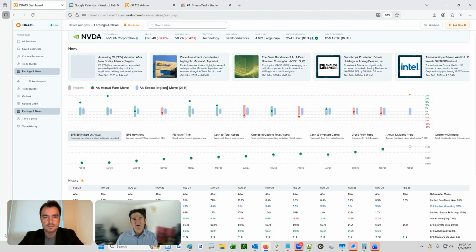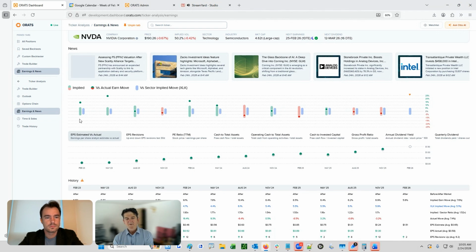So this is our earnings and news for Nvidia. We have 12 actual earnings dates, and then the next date coming up here. And these are graphical representations of the table down below. So what we're showing is the implied versus actual move. The dots are the actual moves, and the implied is how far the stock is predicted to go by the option market.